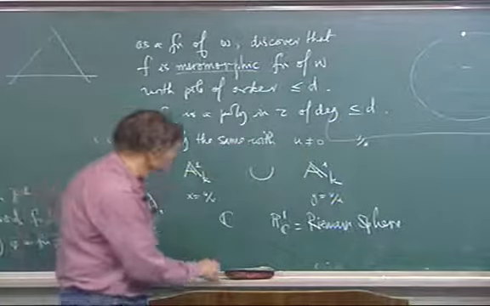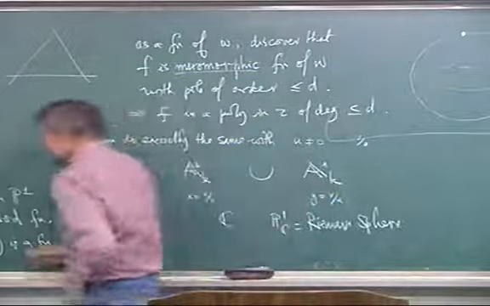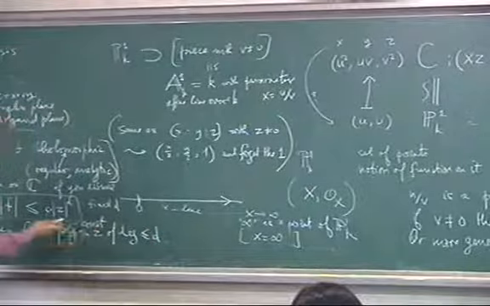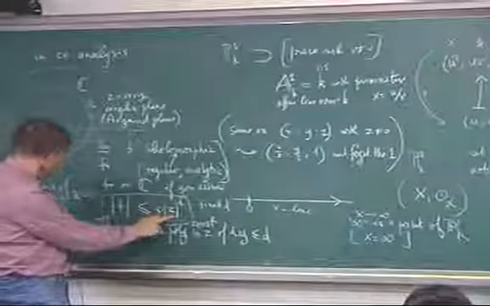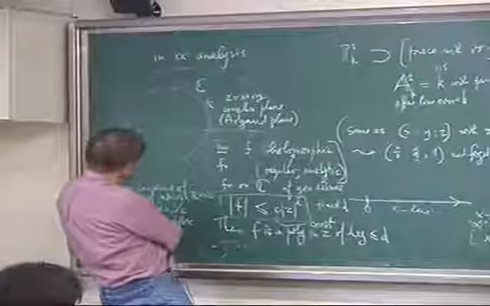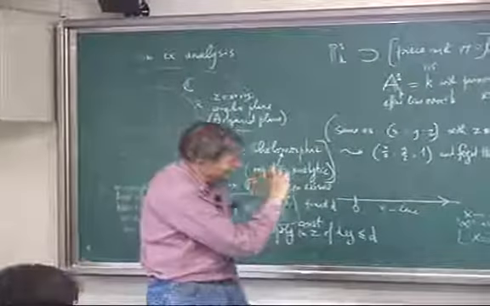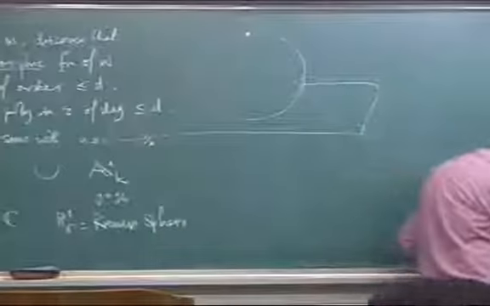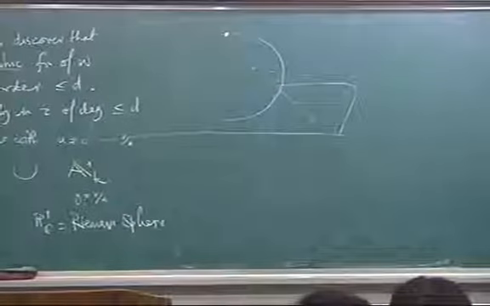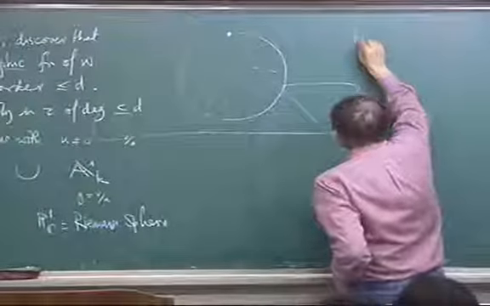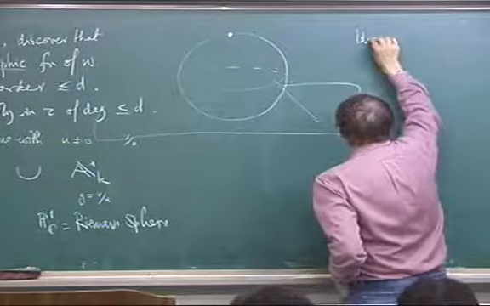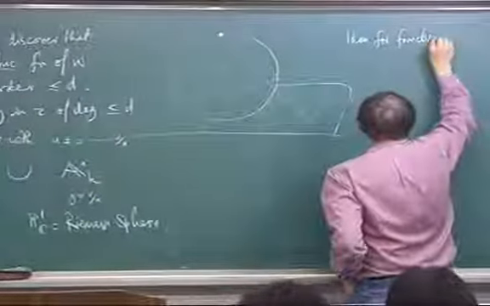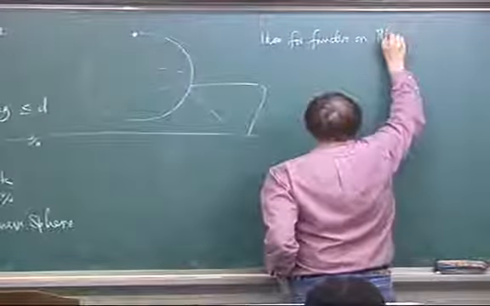So in complex analysis people like to use the letter Z for the complex coordinate here, and the letter W for the complex coordinate at infinity. But it's exactly the same construction. Okay? So this is our idea for functions on P1, k.